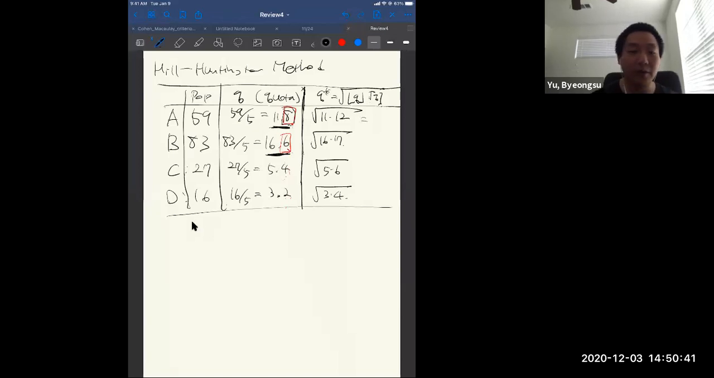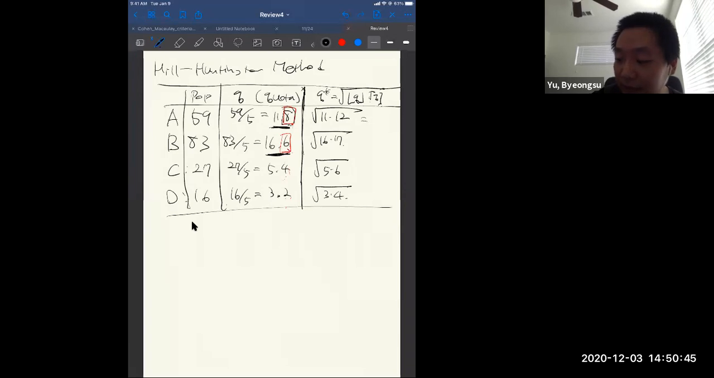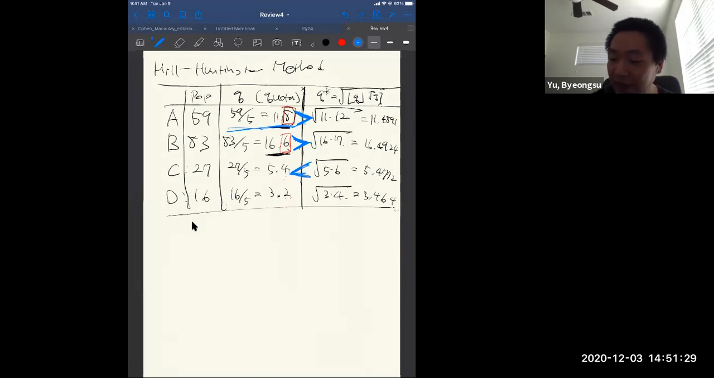And if you calculate those numbers using your calculator, it should be 11.4891. And this one is 16.4924. And this one is 5.4772. And this one should be 3.464 something. Then you can compare those numbers with the original quota. So in case of A, the original quota is greater than Q star. And in case of B, the original quota of B is greater than Q star. And in case of C, Q star is greater than the quota of C. And again, in case of D, Q star is greater than the quota of D.